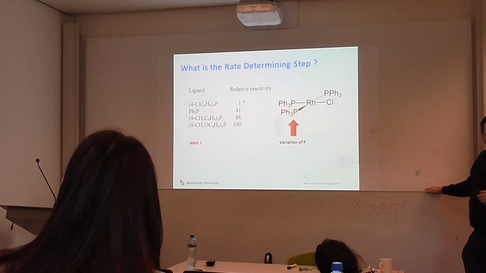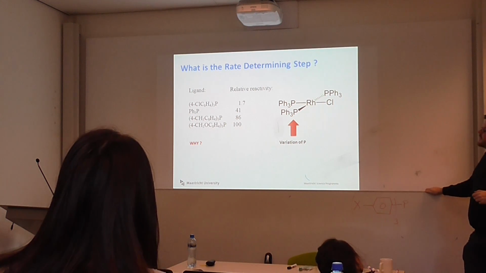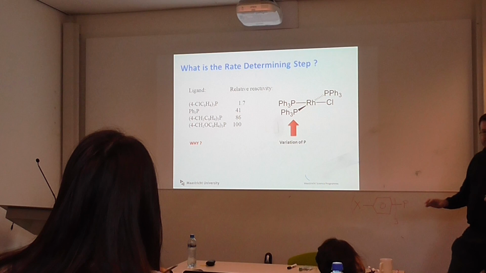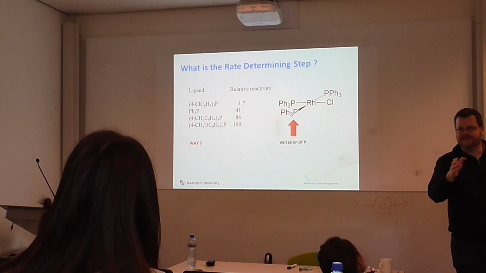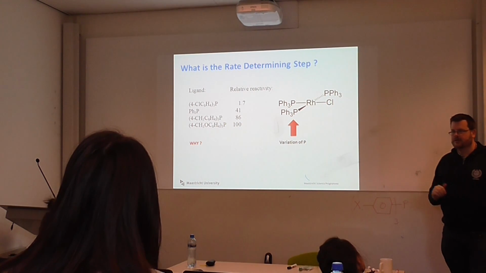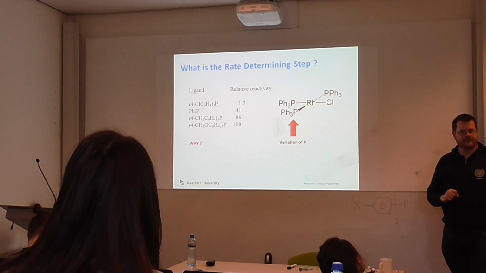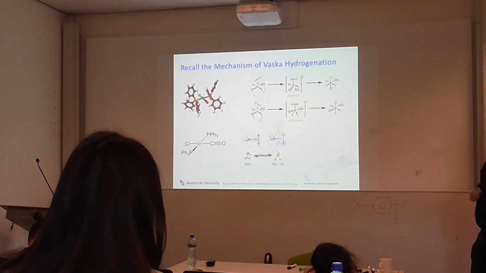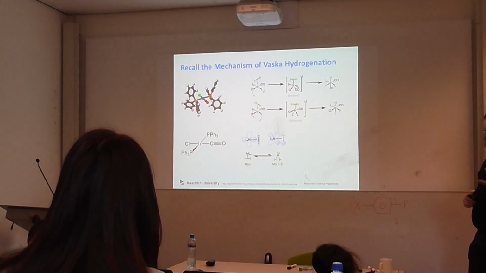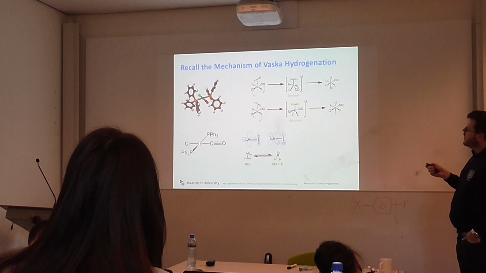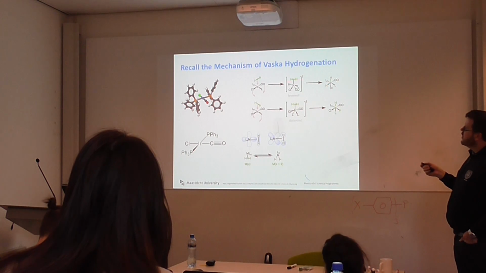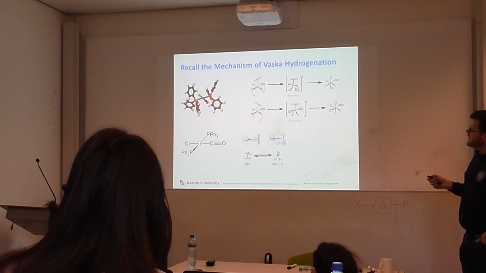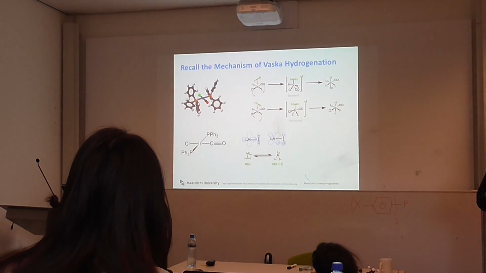Now let's go back to the data. The reasoning is the same, right, as Julia just said. Clearly, if we increase the sigma donor strength, if you will, of the phosphine, what do we observe? An increase in the rate. Now why is that? Let's go back to Wilkinson's compound. Remember we said that hydrogen activation, or oxidative addition of hydrogen, occurs in a concerted fashion, and it proceeds via a sigma dihydrogen complex. Remember that? This intermediate here.